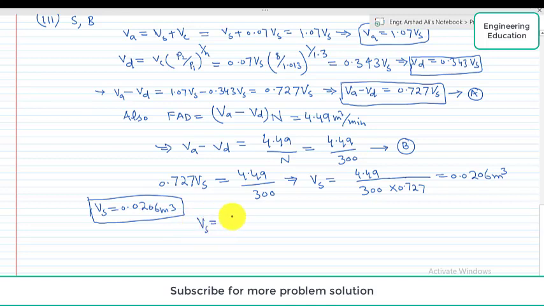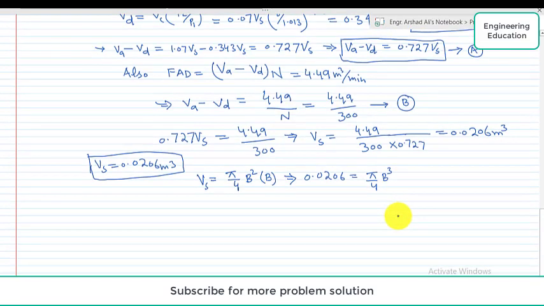Now it's very easy to find the bore and stroke of the cylinder, because we know that swept volume is equal to pi by 4 b square into stroke. In this case, the bore and stroke are equal, so stroke will also become b. So let us first find the bore. So putting the values, swept volume 0.0206 is equal to pi by 4 b cube.